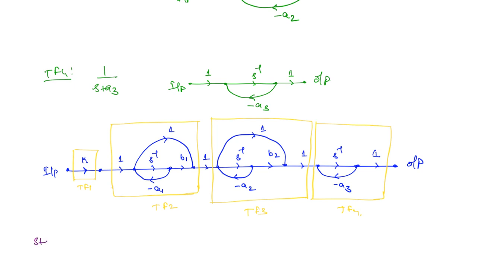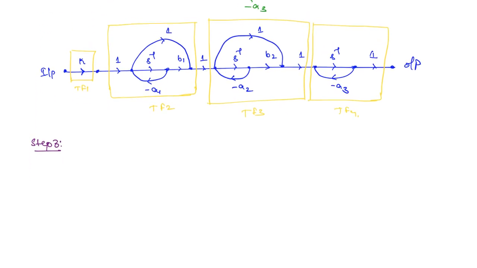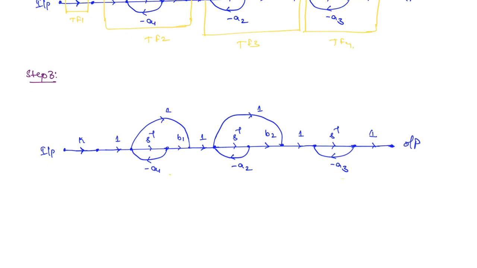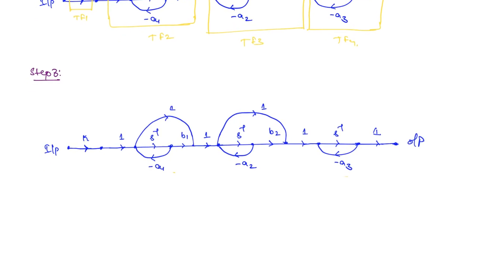Now what is left out? You have to find out the state model. For that you have to choose the state variables. So we have redrawn the state diagram once again. Now the state variables we will take as, for each of the integrators, the output side of the integrator we can take as a state variable and on the input side we can take as x dot. So if you take x1 here, then x1 dot will be here, x2 here, then x2 dot will be here, x3 here, then x3 dot will be here.